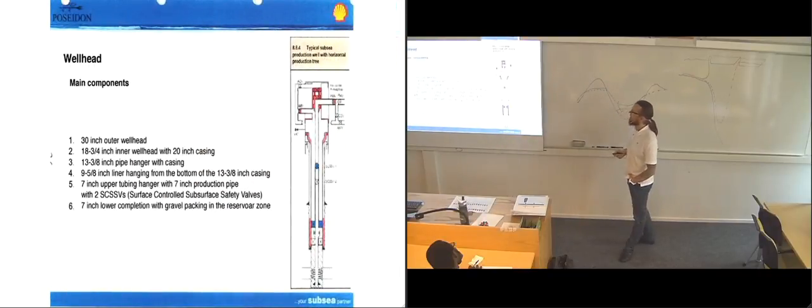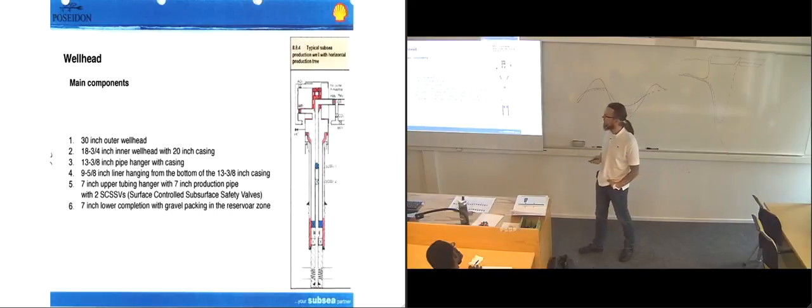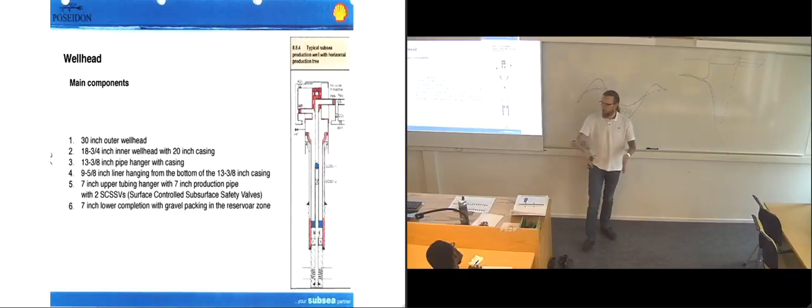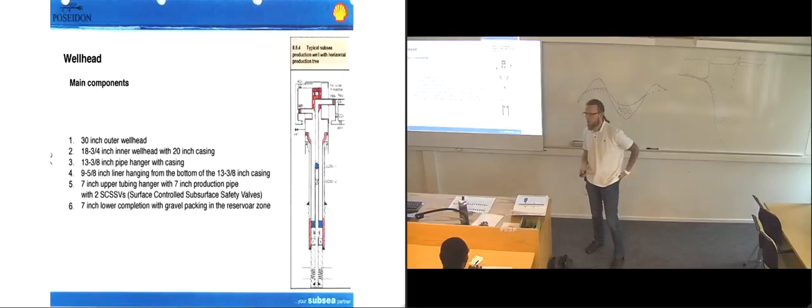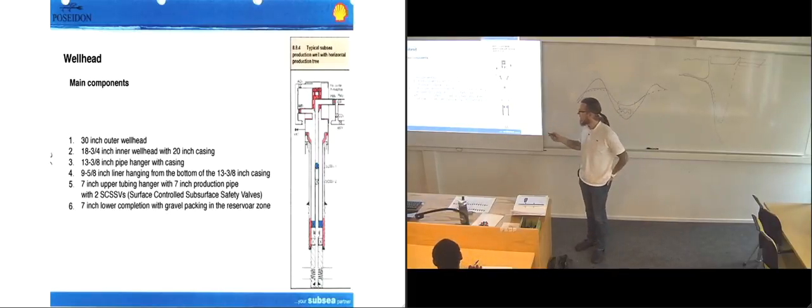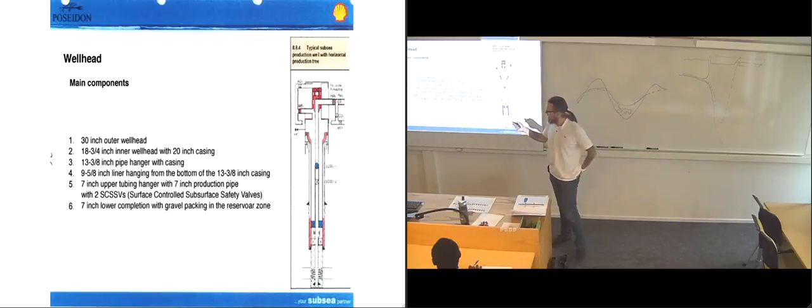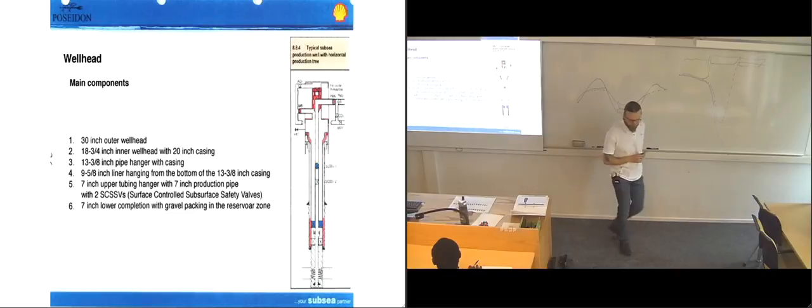You have an overview of the main components of the wellhead, where they have their outer wellhead, inner wellhead with casings, more casings as we go along downwards. As they are getting deeper and deeper into the well, they need thinner and thinner diameter of the casings. And then you have the tubing hanger and the production pipe and lower completion with gravel packing in the reservoir zone.